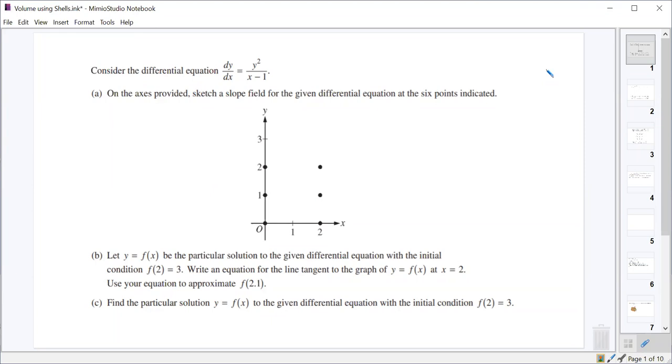So if we're going to sketch the slope field for y squared over x minus 1, first thing we note is that whenever y is 0, the slope should be 0. Here's a place where y is 0. Perfect. Two places where y is 0. What about when we're at the point (0, 1)? What did you get when you plugged in (0, 1)?